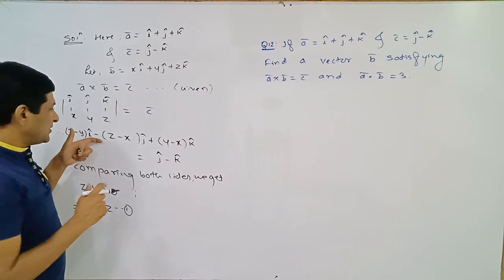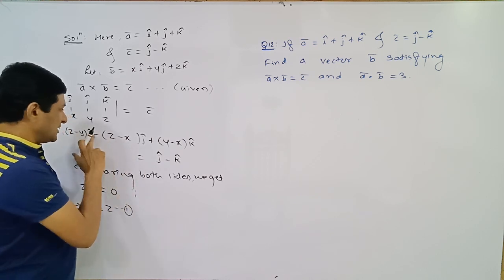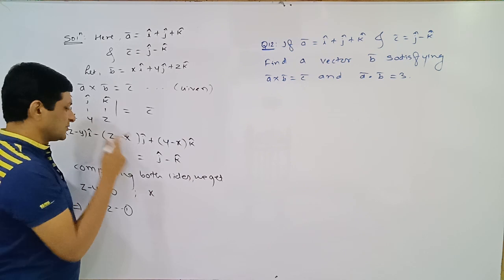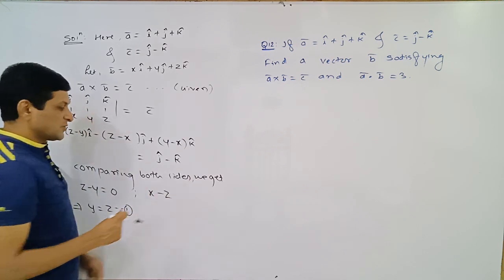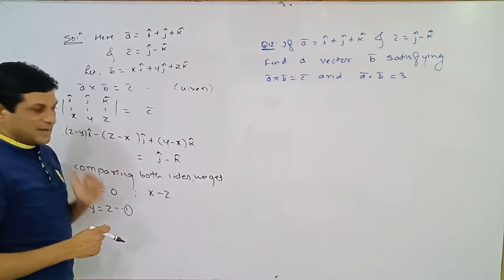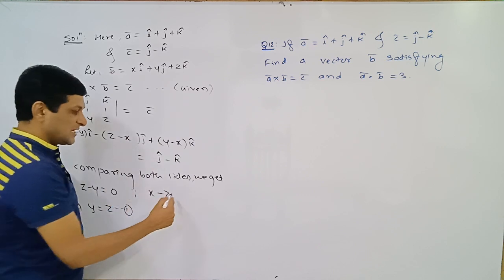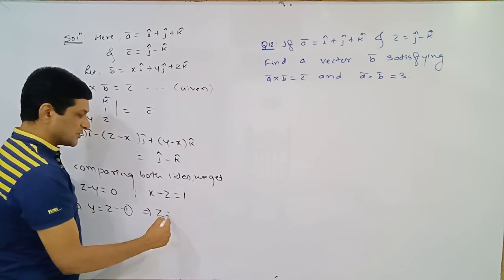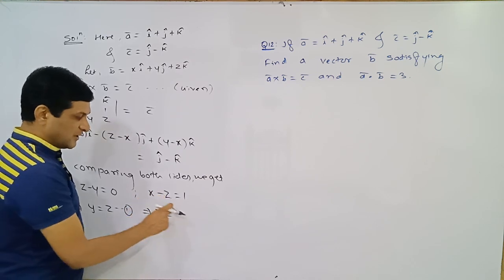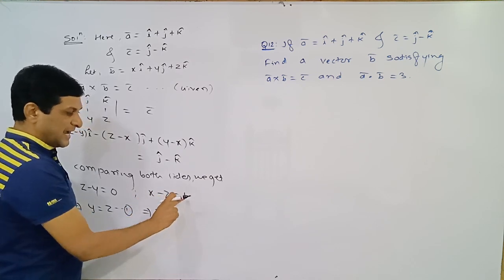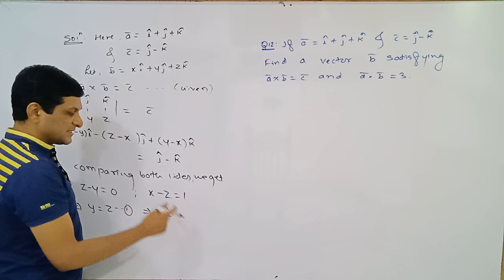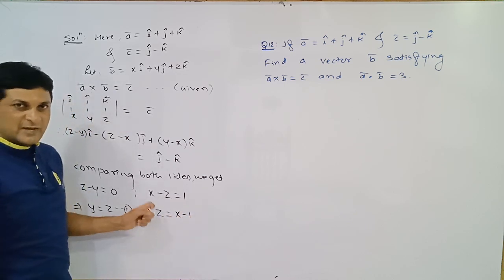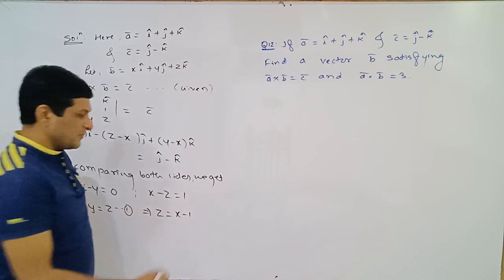Now compare the coefficient of j cap. Here its coefficient is minus into minus x means plus x, and minus into z will be minus z. This is the coefficient of j cap. And on this side the coefficient of j cap is 1. So this implies that z is equal to this; minus z on this side will become plus z, and plus 1 on this side will become minus 1. So here we'll get x minus 1. This is the value of z in terms of x.